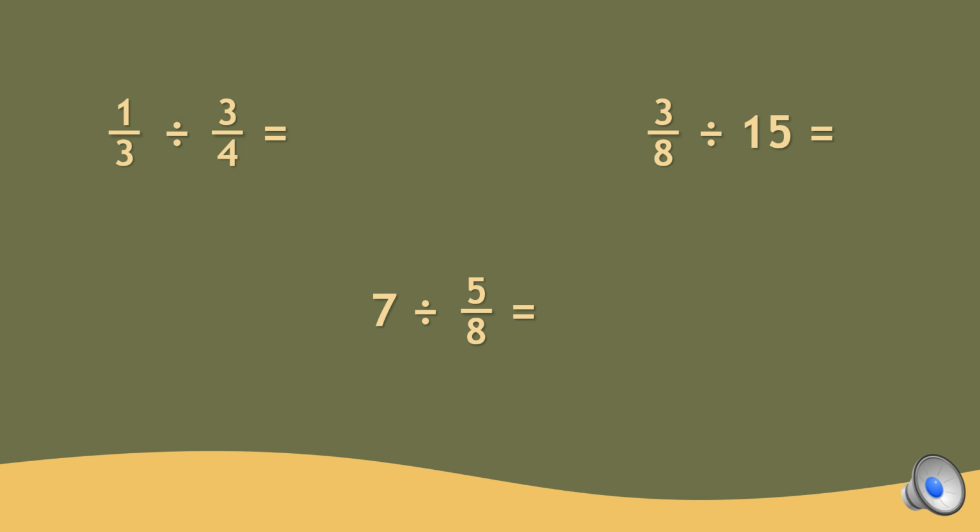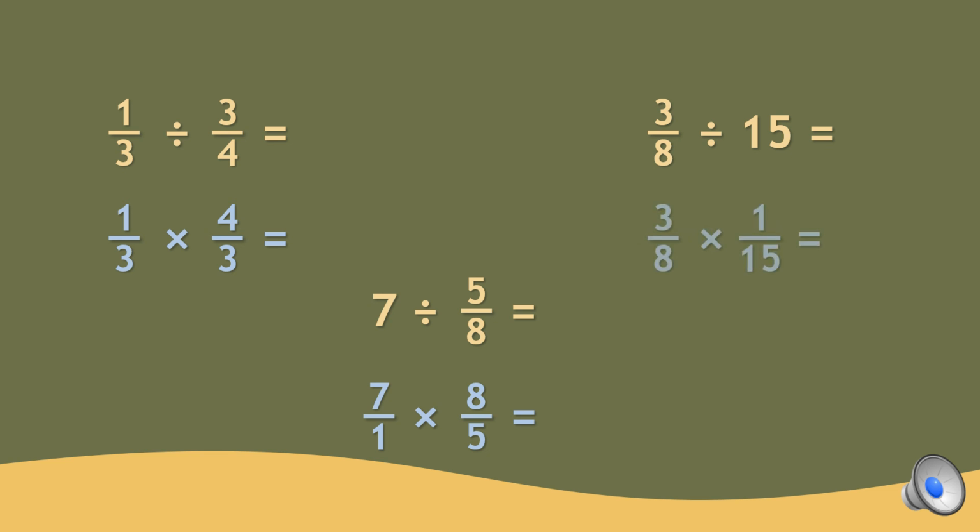So 1/3 divided by 3/4 is going to become 1/3 times 4/3. 7 divided by 5/8 becomes 7/1 times 8/5. And 3/8 divided by 15 becomes 3/8 times 1/15. Now we're going to multiply straight across. We'll start back with 1/3 times 4/3, and we get 4/9. 7/1 times 8/5 becomes 56/5. And that is an improper fraction, so you should have reduced it, and your mixed number should be 11 1/5.